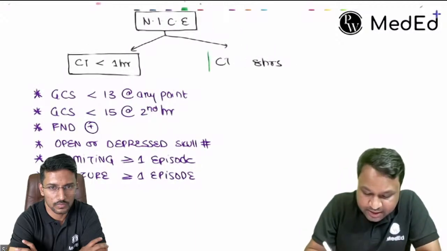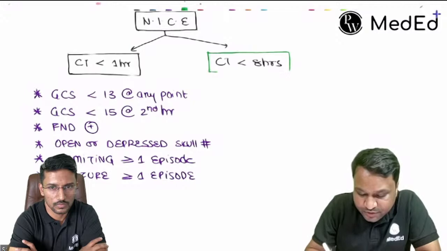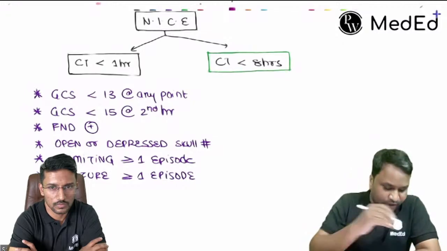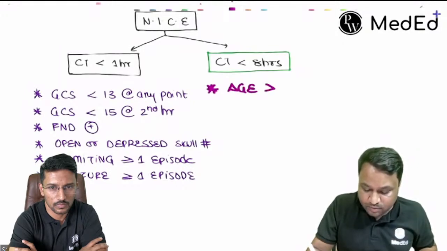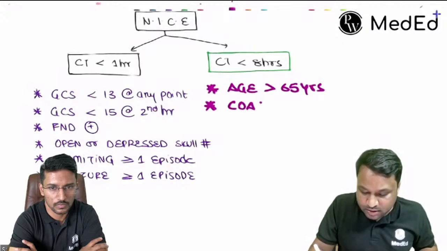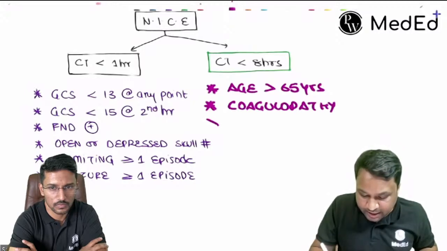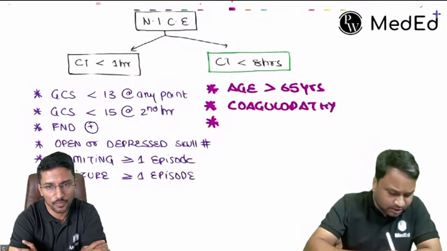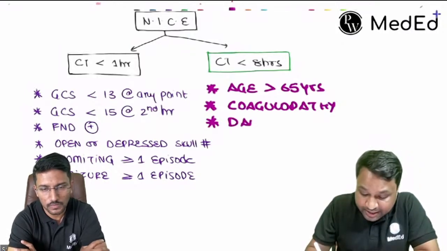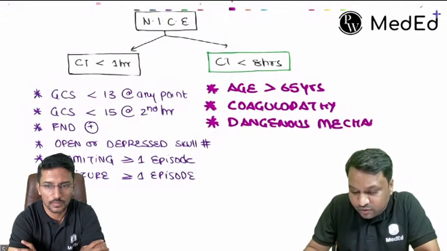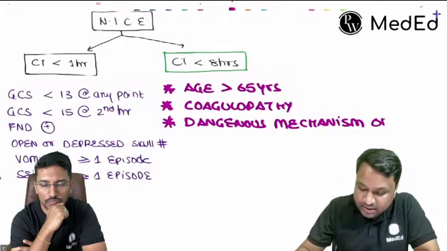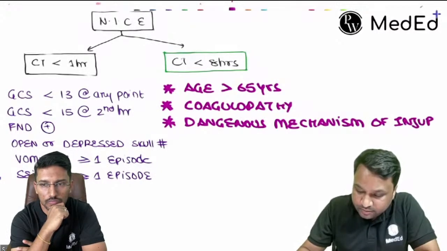Now, when would you like to do CT within 8 hours? What are the indications for CT within 8 hours of injury, right? Number one, elderly patients, age more than 65, right? If there are known coagulopathies, especially if the patient is taking any antiplatelet agents. That becomes very important. Another one is the dangerous mechanism of injury, right?